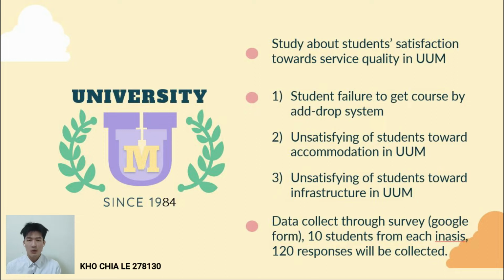All the questions about the quality issues will be inserted into a Google Form. The Google Form will be created to collect all the responses from the UUM students. The form will be sent to 10 students for each analysis, so there will be 120 responses collected in the Google Form.